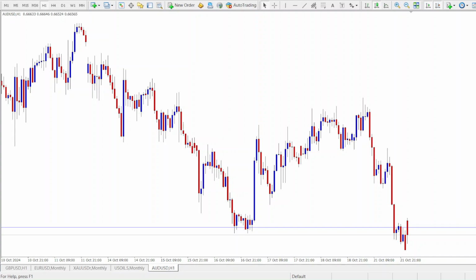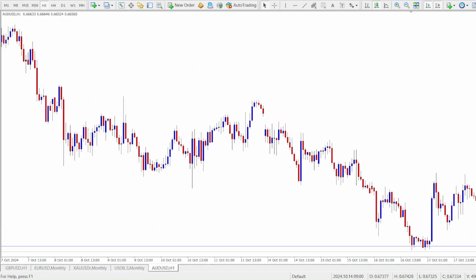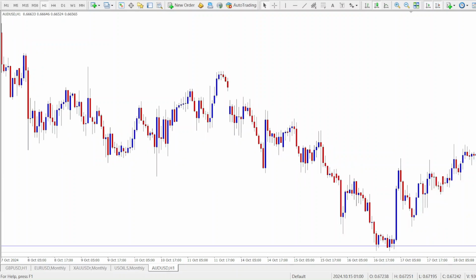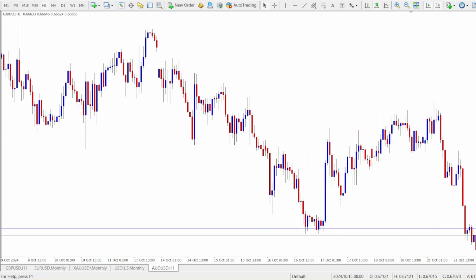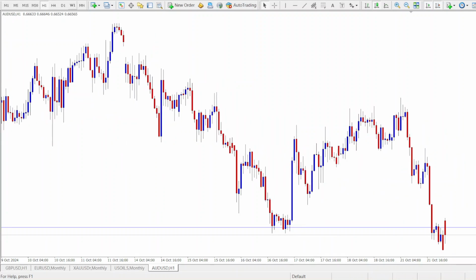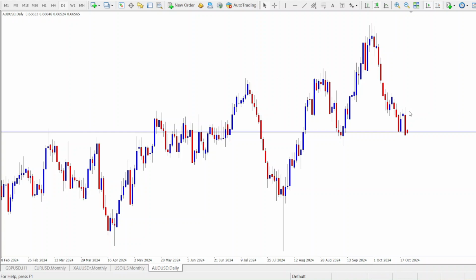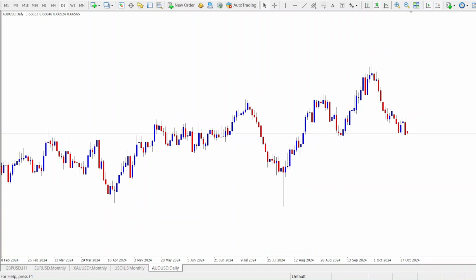Now, how do you spot potential setups? The core of this strategy involves price action and key levels. So if you want to spot potential setups, you have to identify key support and resistance levels on higher time frames like the 1 hour, 4 hours, daily time frame. Let's go to the daily time frame because the higher the time frame, the stronger your levels. So let us identify support and resistance levels on the daily time frame.